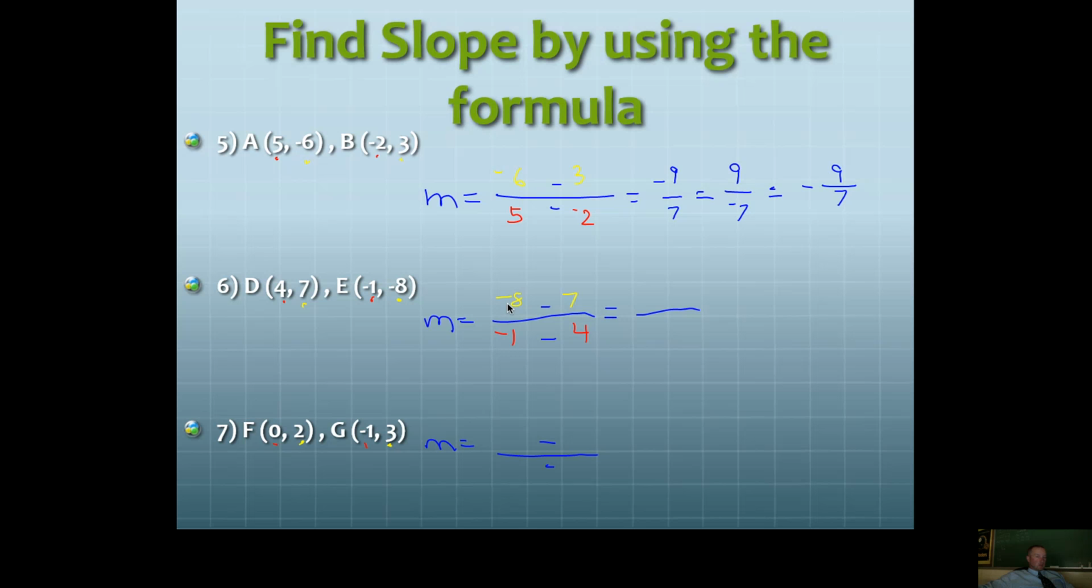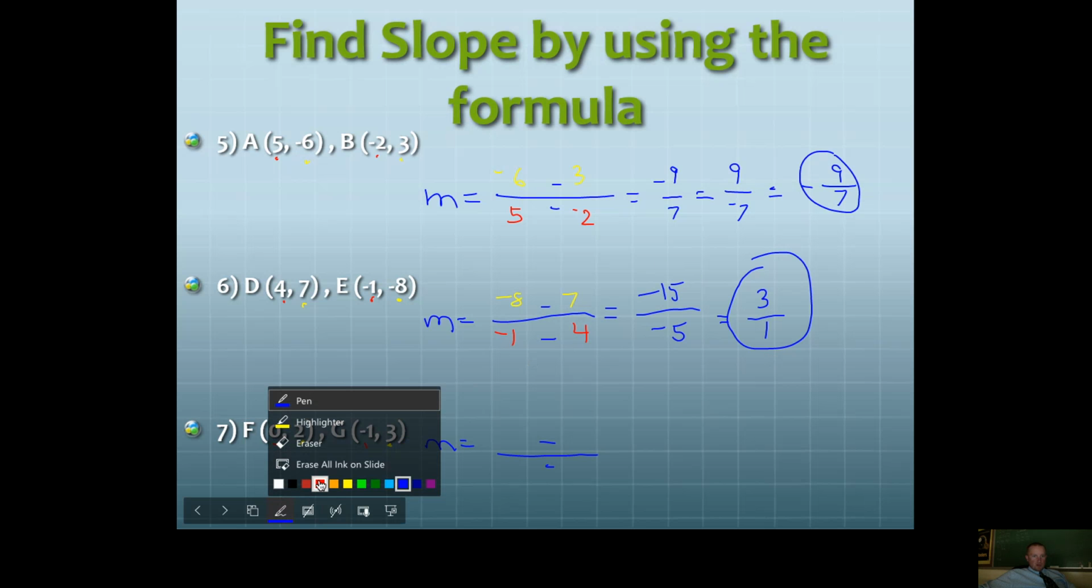You're going to get a fraction. That's what we want. -8 minus 7 is -15. -1 minus 4 is -5. Now we need to simplify this, and you can type this right into your calculator and hit math, enter, enter to change that to a reduced fraction. But we know a negative divided by negative is a positive. 15 divided by 5 is 3. So you can write it as 3, you wouldn't be incorrect, but writing it as 3/1 is better because we can see the rise and the run. Always write your slopes as fractions.